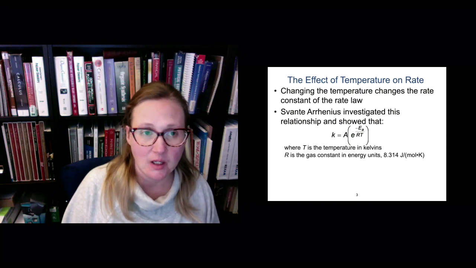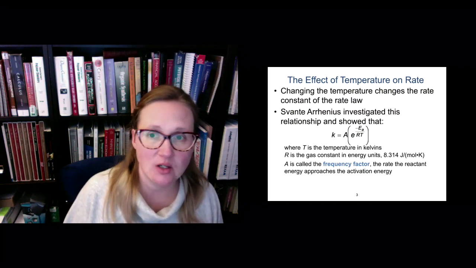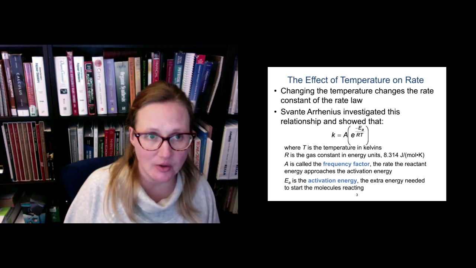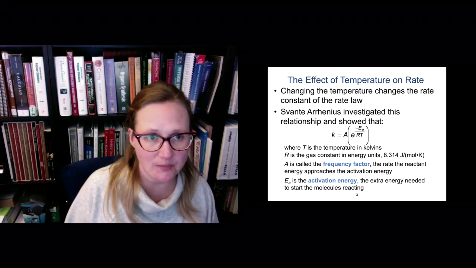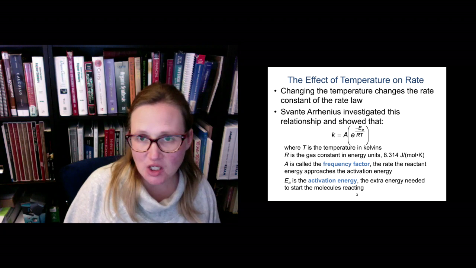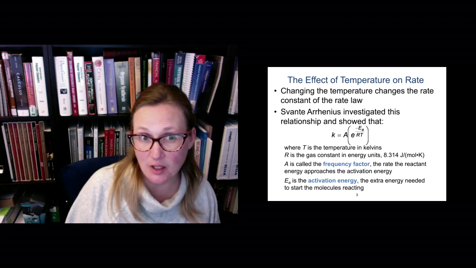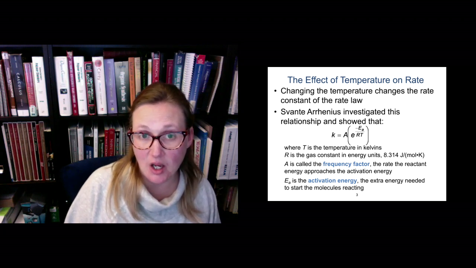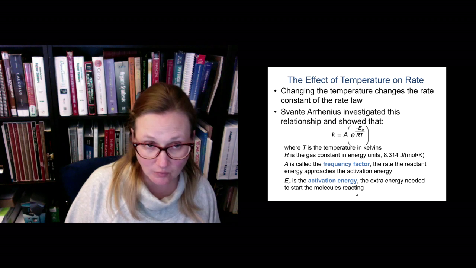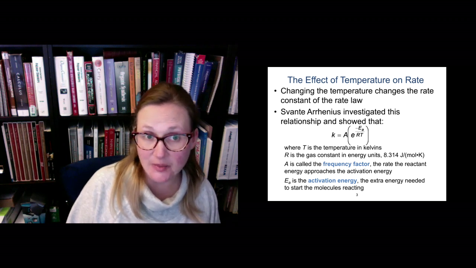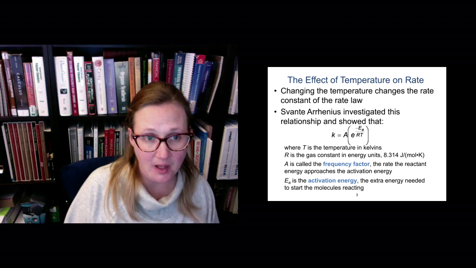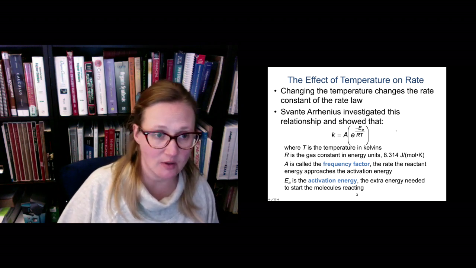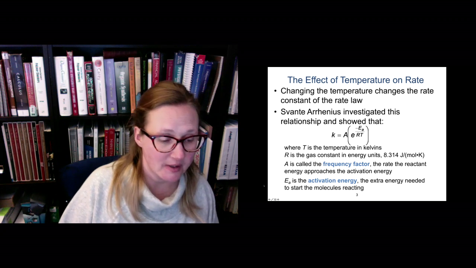Okay, so really what the Arrhenius equation is all about is how temperature affects the rate of reaction. We know that changing the temperature is going to change the rate constant. It will speed up, but it doesn't change the overall rate law. This Arrhenius equation was first discovered by a man named Svante Arrhenius.